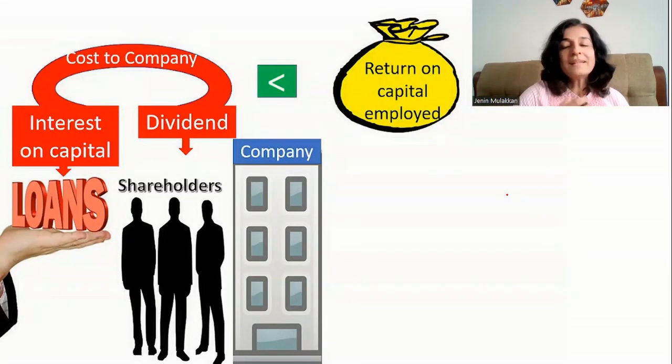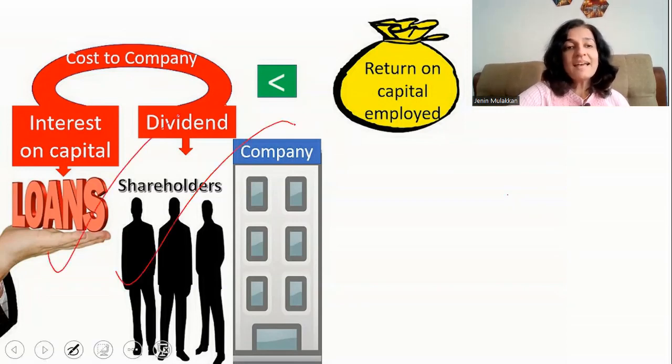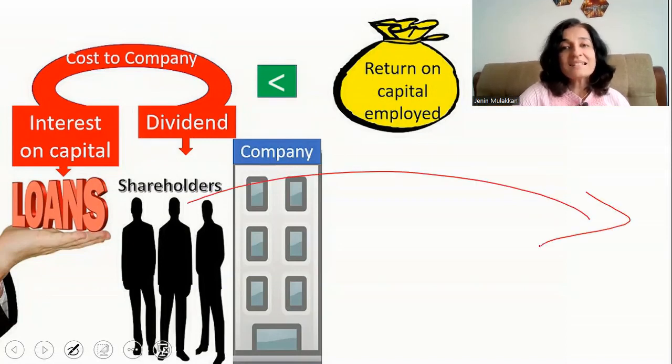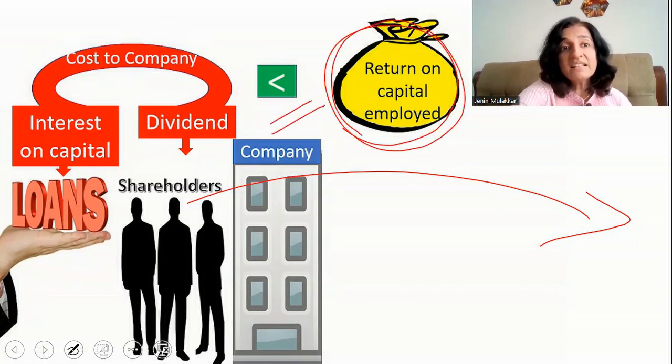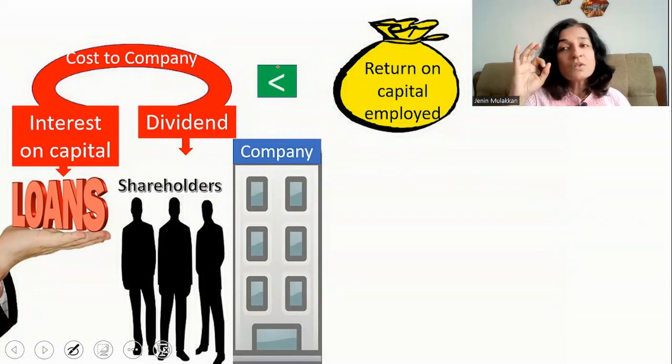Now, you all know that a company receives its funds from long-term loans and shareholders' equity, for which it has to pay interest and dividend. So whenever these funds are invested elsewhere, the profit that they get from these investments, or the return on capital employed, should definitely be greater than this cost. Only then will the company be able to pay this interest and dividend. So this is a crucial thing that every company has to follow.